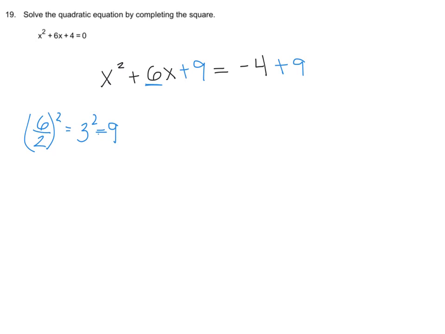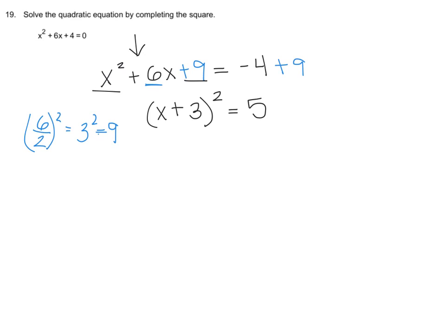Now I need to rewrite the left side into a perfect square. To do that, take the square root of x squared. The square root of x squared is just x. Then take the square root of the last term, which is a 9. The square root of 9 is 3. Then keep the middle term, which is a plus sign. And this equals negative 4 plus 9. Negative 4 plus 9 is a positive 5.